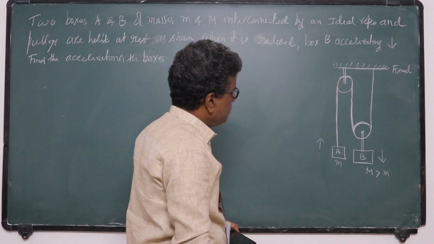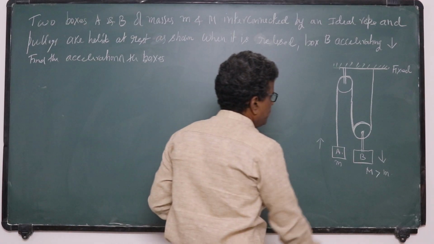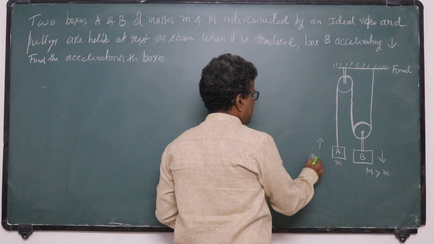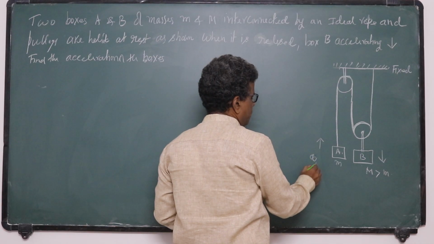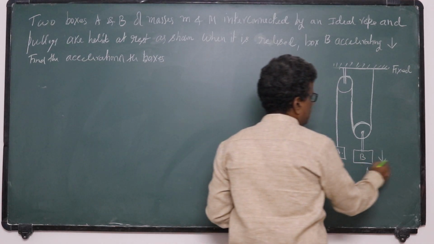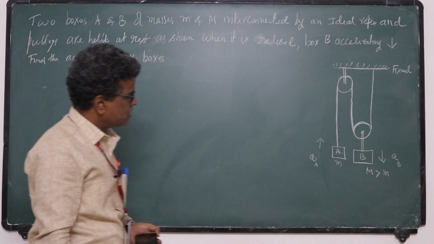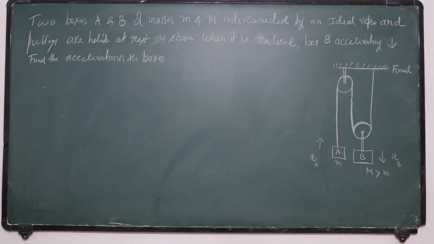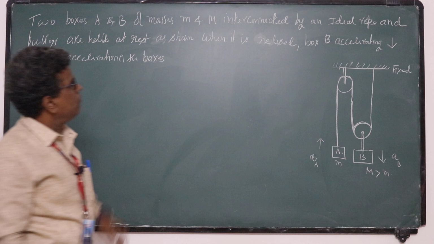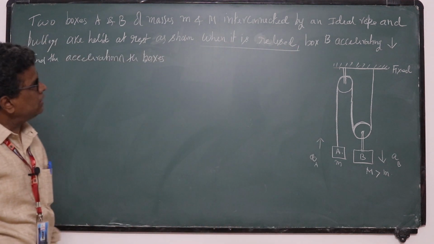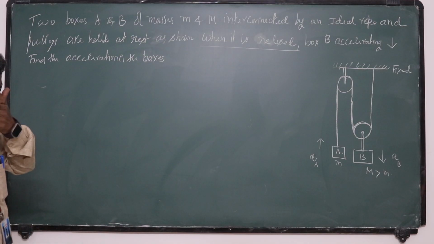So these accelerations we don't know. Let it be A1 and A2. Acceleration of A, and let it be acceleration of B. We want accelerations of A and B. So that is the problem. Find the acceleration of the blocks when it is released.